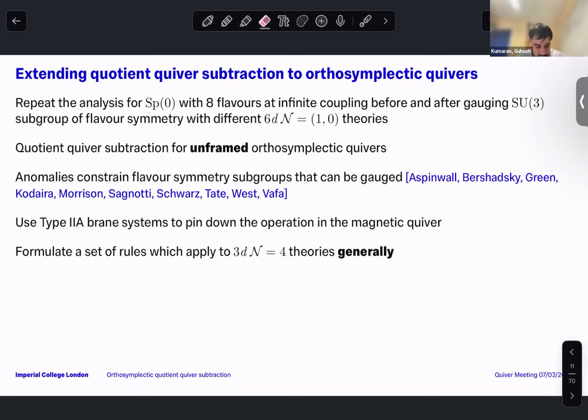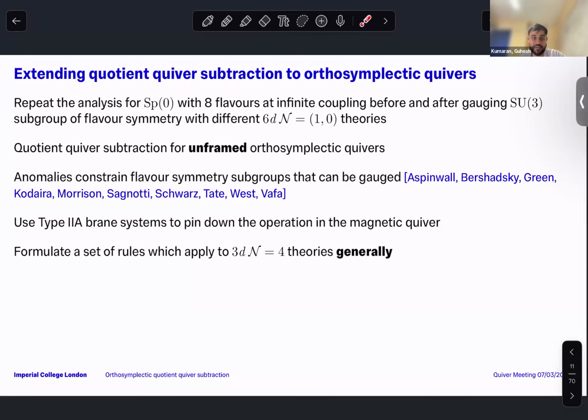Okay. So as I said before, the way you would read a magnetic quiver is through a brane system. So we'll be using Type IIA brane systems to read off magnetic quivers, and hopefully formulate a set of rules that apply quite generally to 3-dimensional theories.